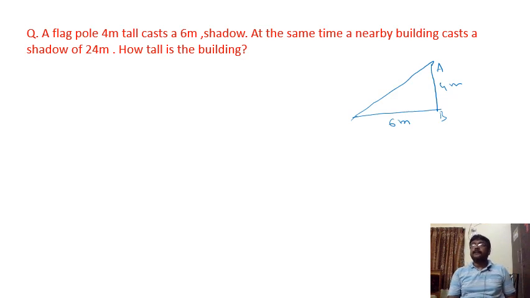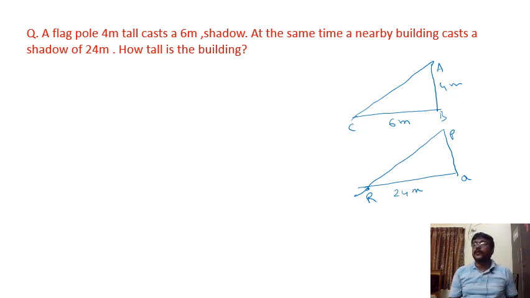And now at the same time a nearby building casts a 24 meter shadow. So what would be the height of the building? That's what he's asking. Suppose PQ is the building and QR is its shadow. Suppose AB is the flagpole, its height is equal to 4, BC is its shadow, 6 meters, and PQ is the actual height of the building, and QR its shadow. All these things you write on your own. Now in triangle ABC and triangle PQR, we have angle B is equal to angle Q.